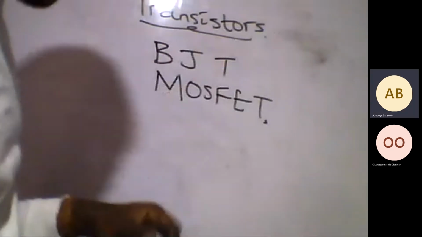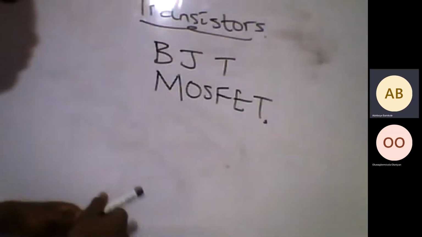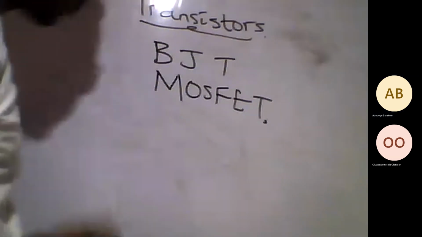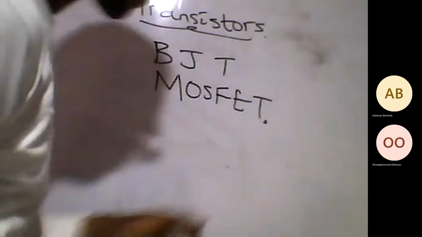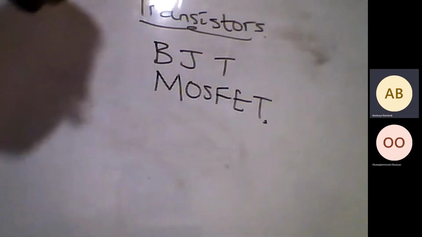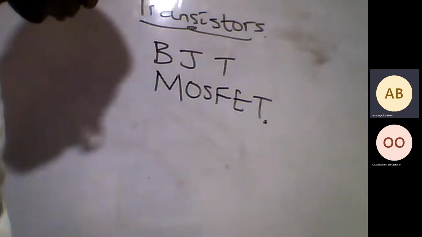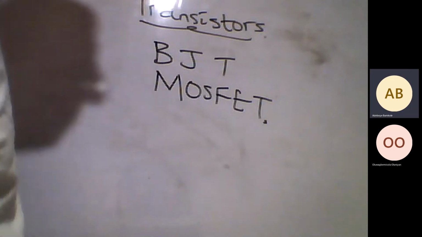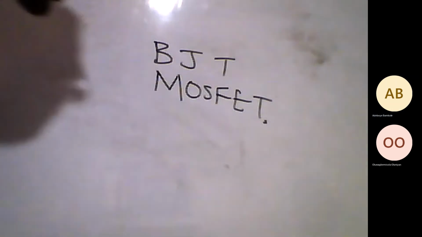What is BJT? Bipolar junction transistor. Beautiful. How about MOSFET? Metal oxide semiconductor field effect transistor. Field effect transistors. Okay. Now that it is obvious you were at the naming ceremony of the transistors, we'll move on.